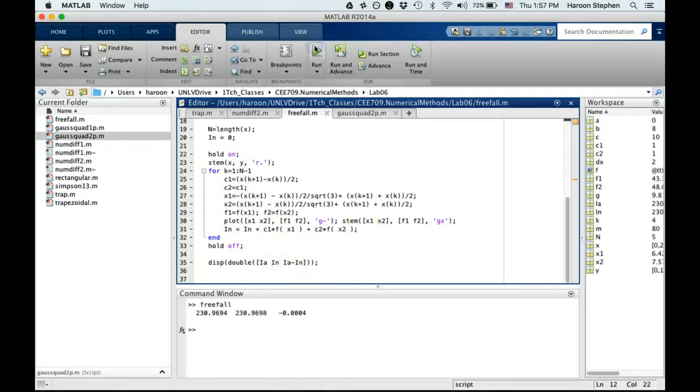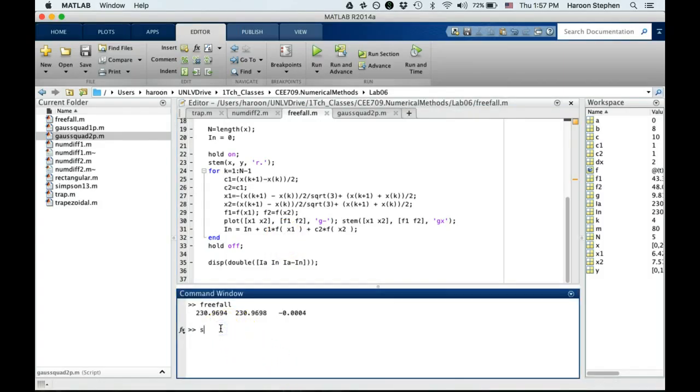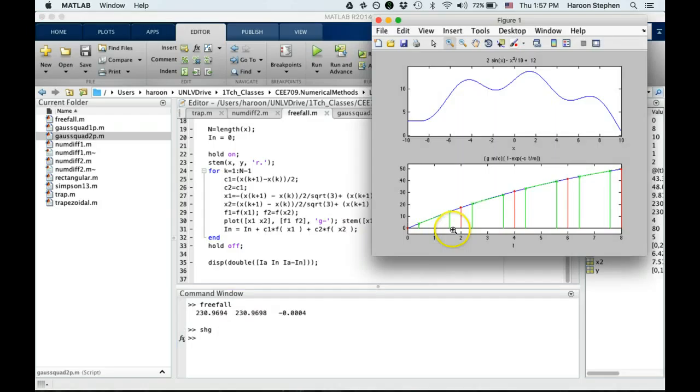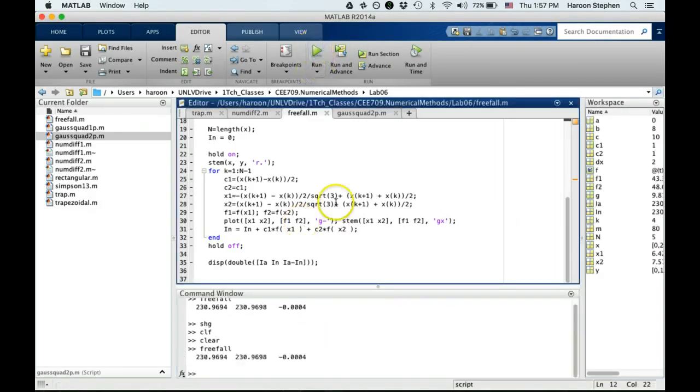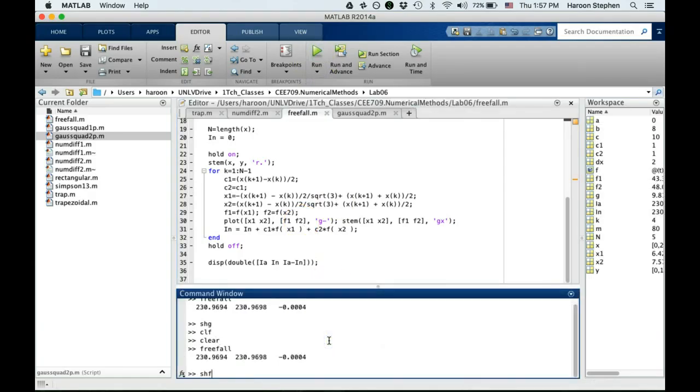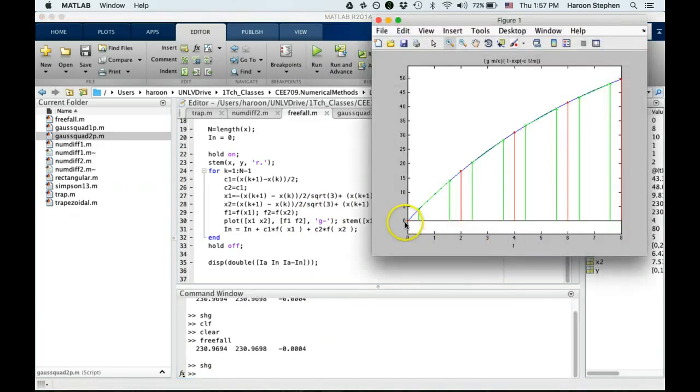So when I run this, I find that the value of the integral is almost the same as the value of the integral using the integral method. So this gives us a pretty reasonable estimate. And if we look at the, we need to clear this and rerun this so that we can see the plot.